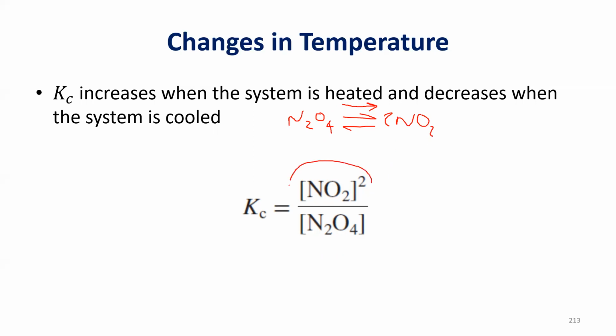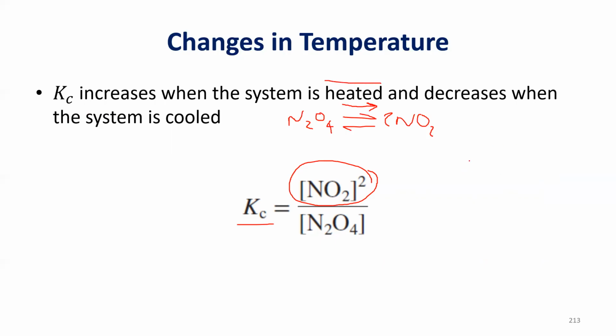So that means this particular numerator is going to be larger. Therefore, Kc becomes large. So you can see that when you increase the temperature, Kc will increase. Kc increases when the same system is heated.